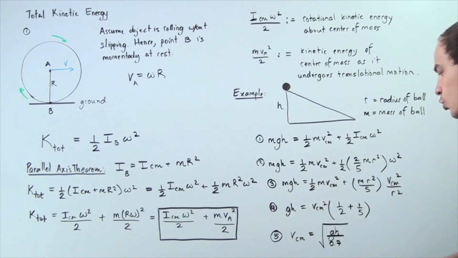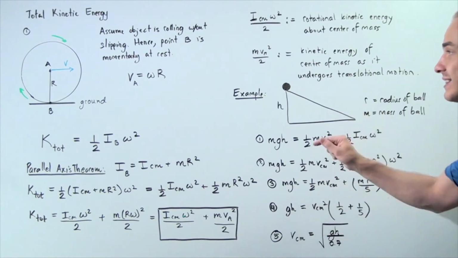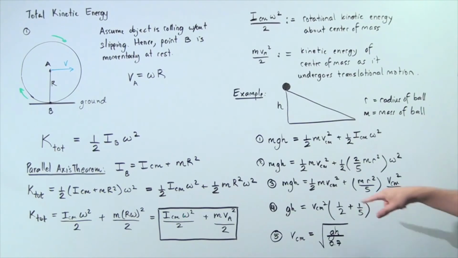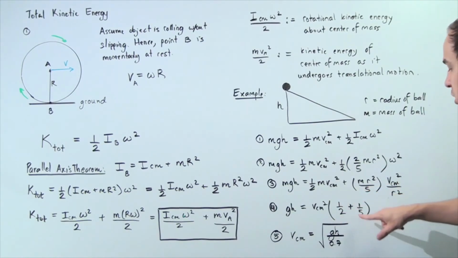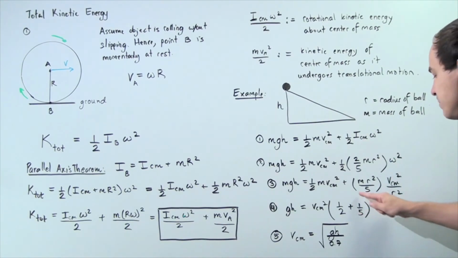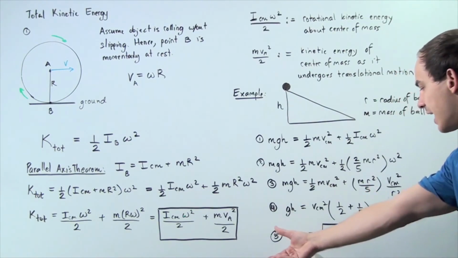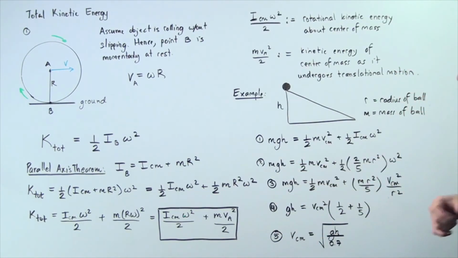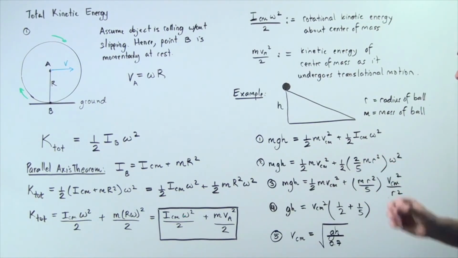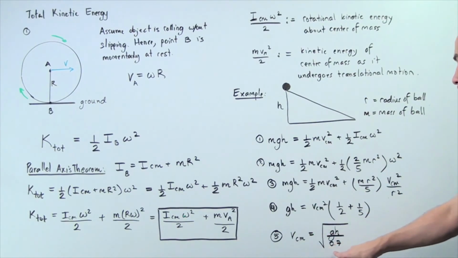gh is equal to, so we take out the VCM squared, the velocity at the center of mass squared, and we get VCM squared multiplied by 1/2 plus 1/5. So 1/2 is 0.5, 1/5 is 0.2, so that means this term is 0.7. So we bring it to the left side and we take the radical of both sides, and we see that the velocity of the object at the center of mass is equal to the radical of gh divided by 0.7.